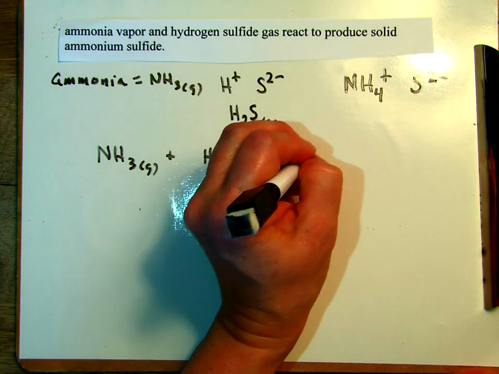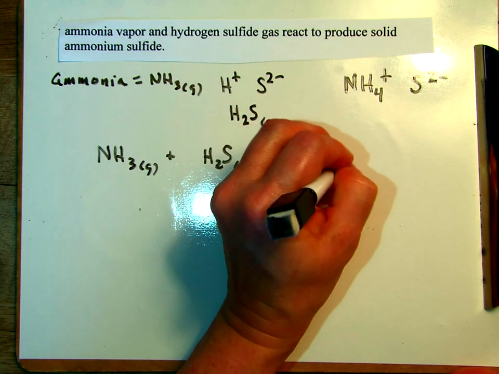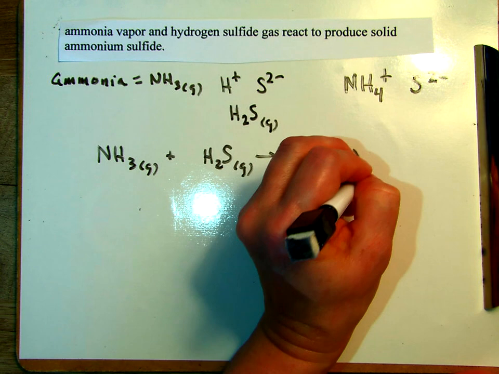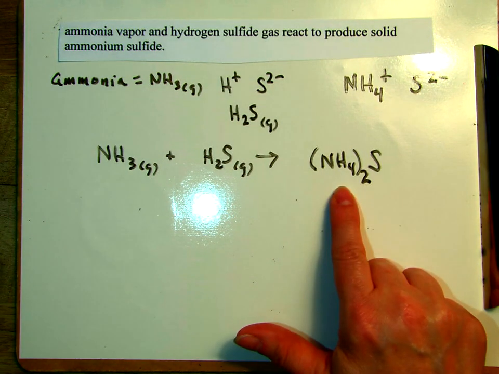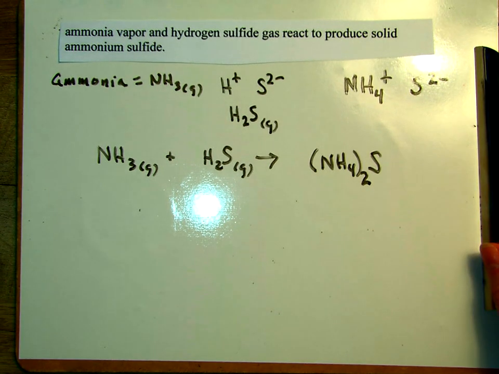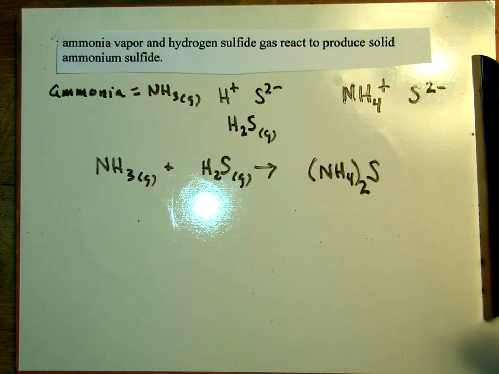So ammonium sulfide is going to be NH4 in parentheses with the subscript 2, S, because we're going to need 2 of those ammonium ions to balance out the charge on that sulfide ion. Alrighty? Okay. Now that we've got the formulas down, let's work on balancing it.